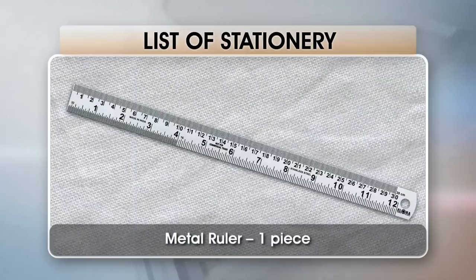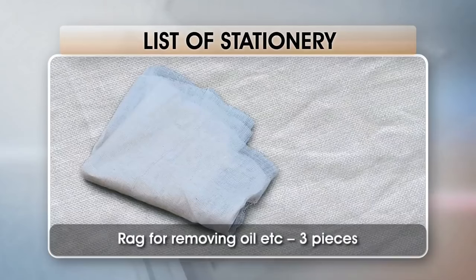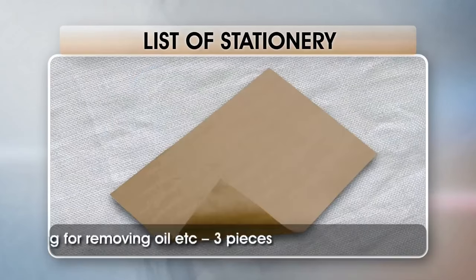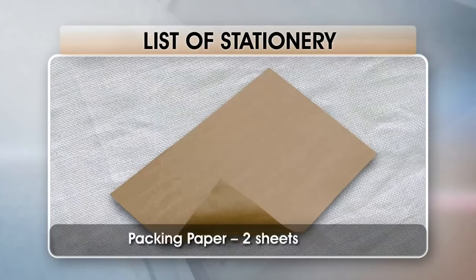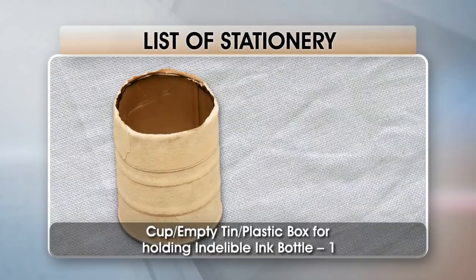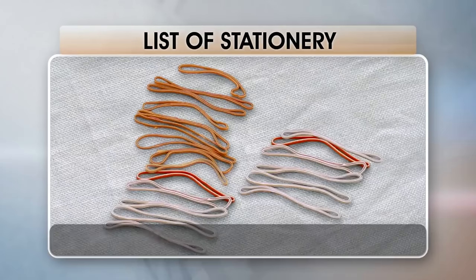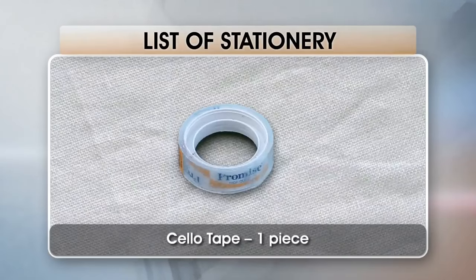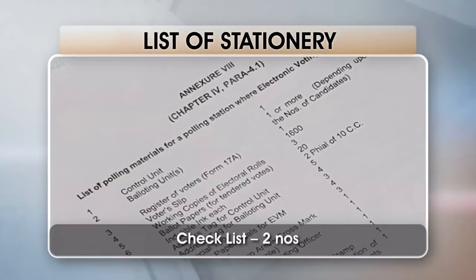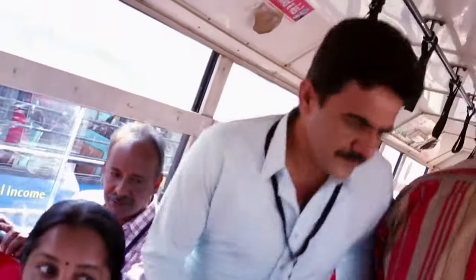Metal ruler, 1 piece. Carbon paper, 3 sheets. Rag for removing oil etc., 3 pieces. Packing paper, 2 sheets. Cup, empty tin, plastic box for holding indelible ink bottle, 1 number. Drawing pins, 24 pieces. Rubber bands, 20 pieces. Sellotape, 1 piece. And checklist, 2 numbers. Transport arrangements for the team have been made. They are now ready and eager to go.